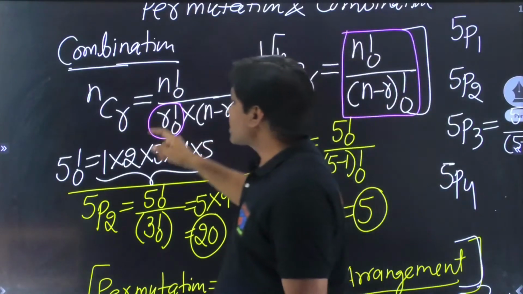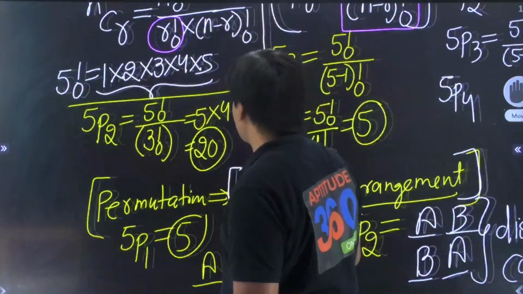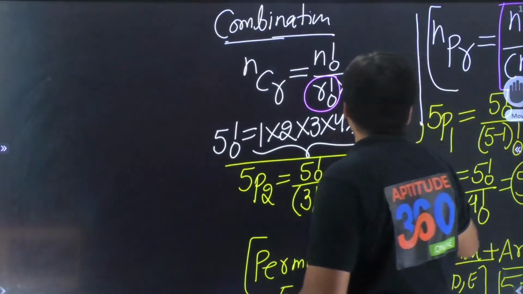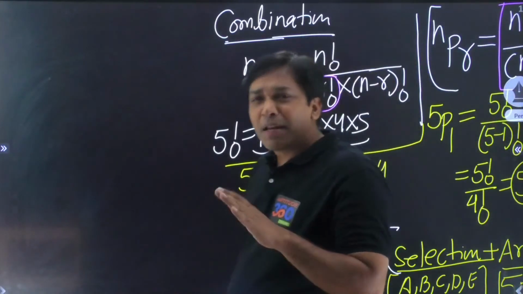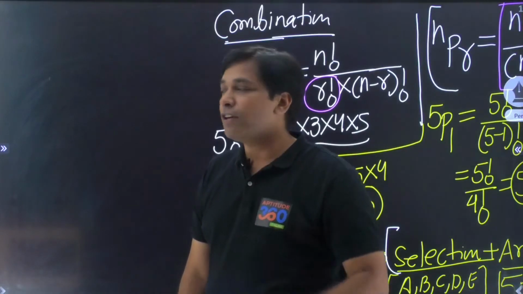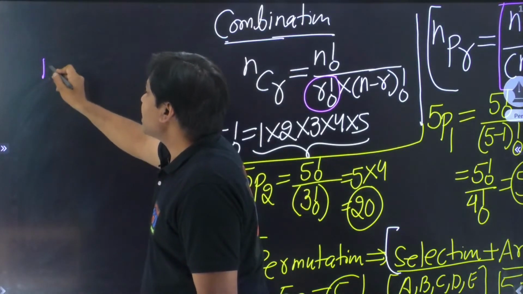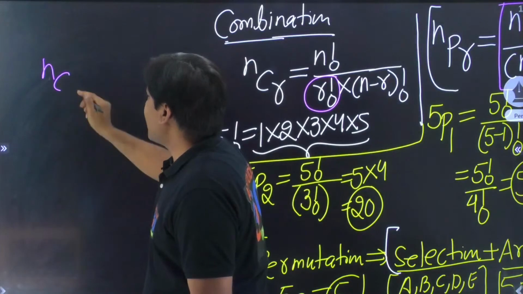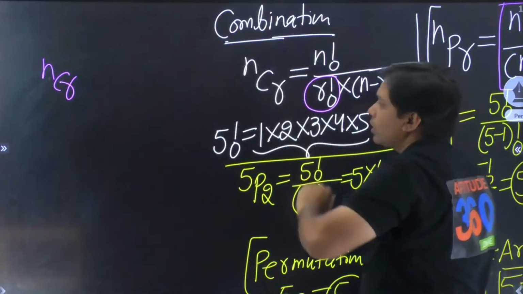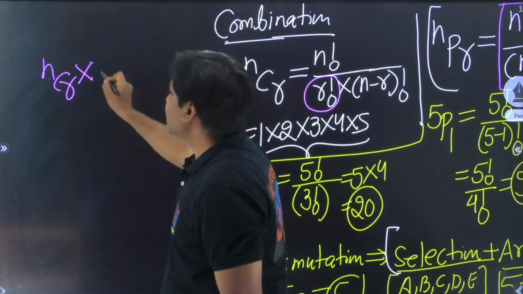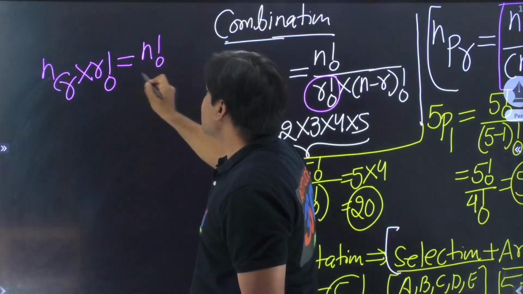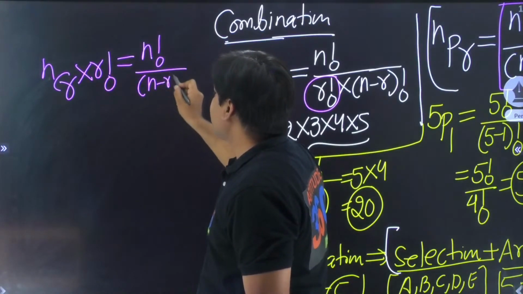So what if I do this? What if I try to write this formula as, it can be a bit thick, but if you have patience, in half an hour you will get very meaningful information. So I will say that okay, I have got NCR, and this r factorial comes onto this side of equality. So this goes in the numerator, and this becomes n factorial divided by n minus r factorial.